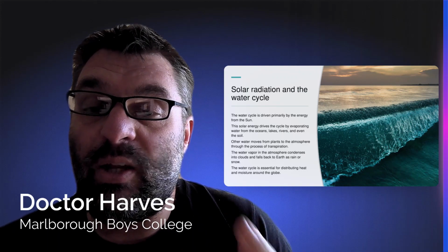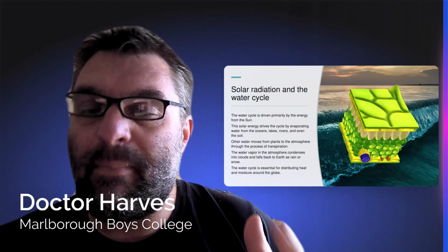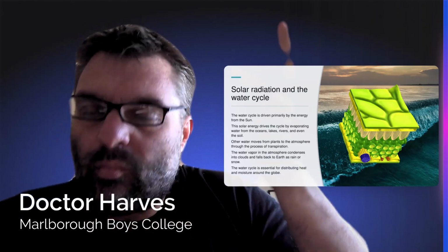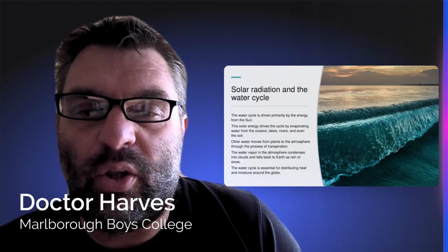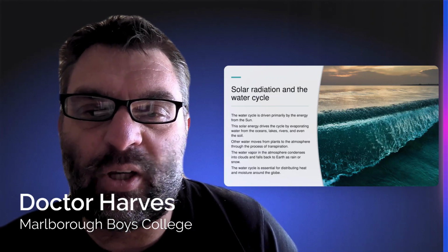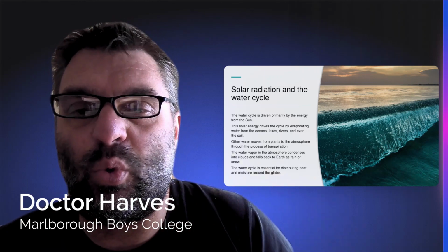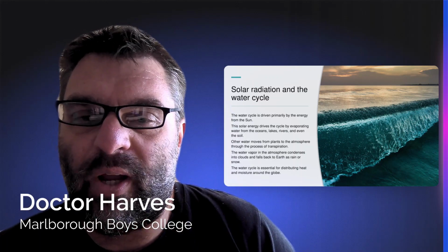In terms of plants, plants also need water for photosynthesis and life, but water can be released from plants through the process of transpiration, which then pushes it back up into the atmosphere where it can join the water cycle. So it's basically the sun's energy that drives the water cycle, which is needed to distribute water around the globe.